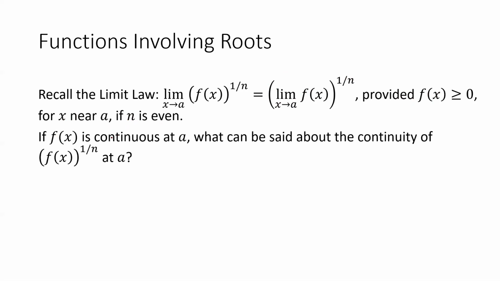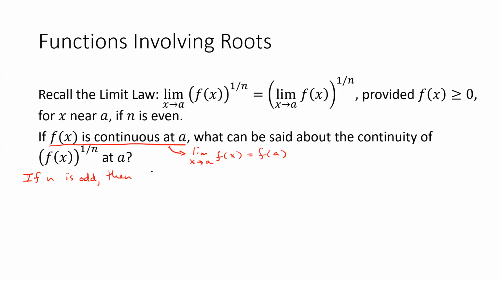So if f is continuous at a, what can be said about the continuity of f of x to the power of 1 over n at a? Okay, so let's think about that. If n is odd, and we know that f is continuous at a, remember that we unpack what that means. It means that the limit as x approaches a of f of x is equal to f of a.